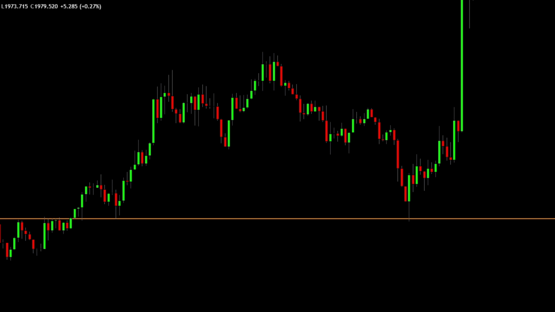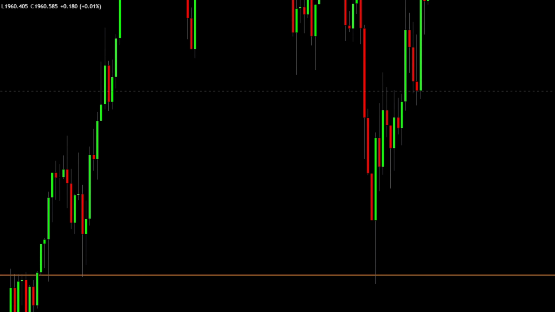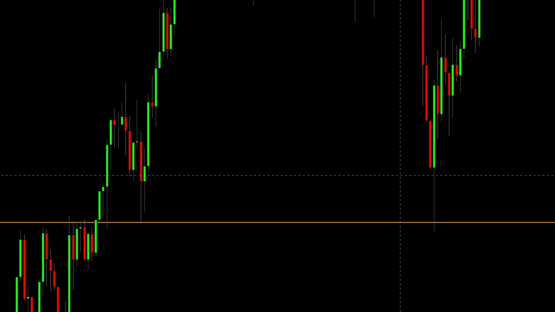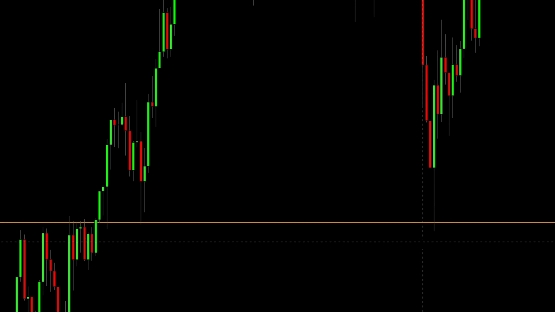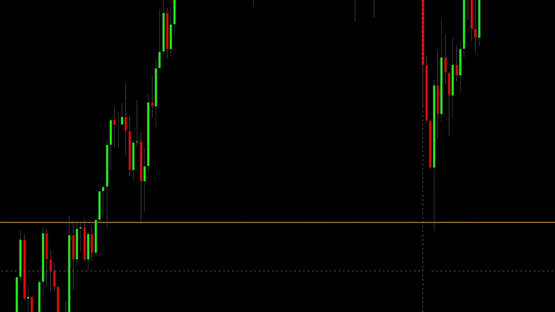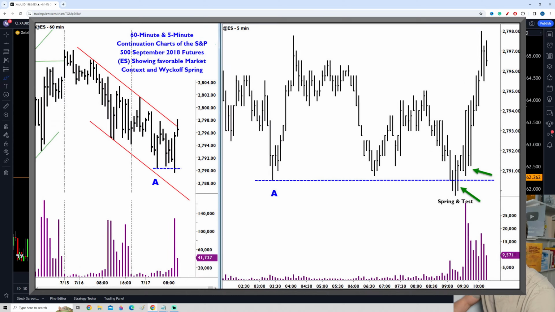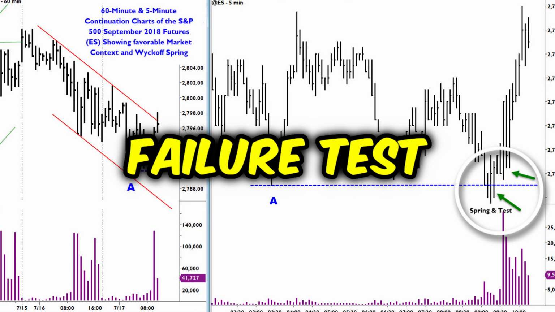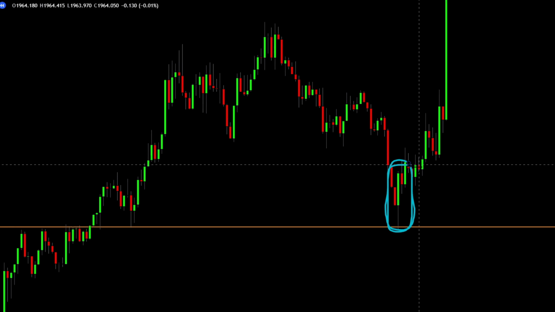But the most important aspect about the failure test is that, let's zoom in here a bit, we want the price to dip below the support. You can see in this case, the price went just slightly below the support. And then we want the price to quickly shoot above the support area. This right here is what we call a failure test. So to identify a move like this is the first part of the strategy.